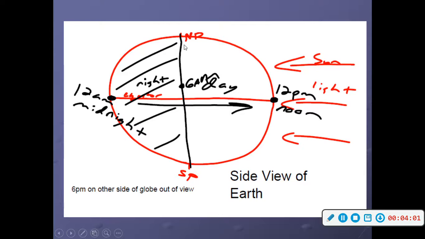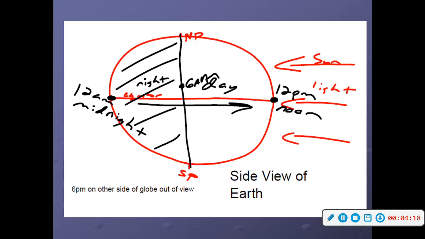This whole line is a line of longitude going from the north to the south pole, and we're rotating from dark to light all along this line. So it doesn't matter where I am on this line, this is 6 a.m. 6 p.m. is on the other side of the globe, out of view.